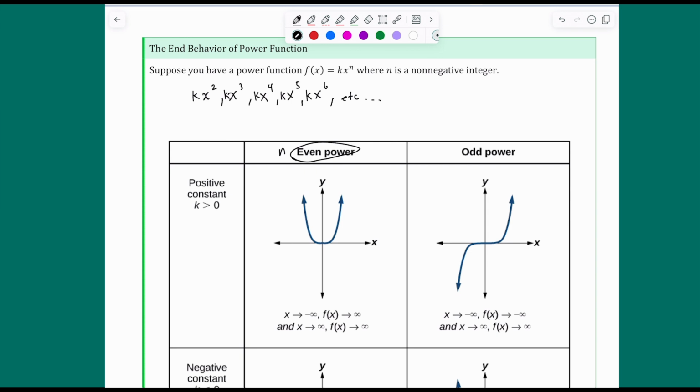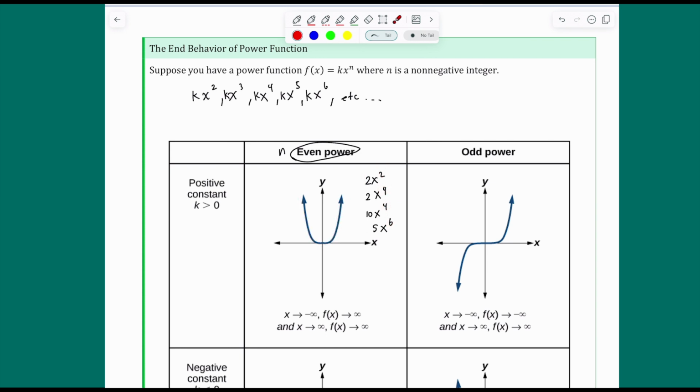Basically, it's going to look like a U for an even power. So that would be something like, let's say k is positive, so like 2x squared, 2x to the fourth, 10x to the fourth, 5x to the sixth, where each one of these has an even exponent and a positive coefficient. It looks like this here.